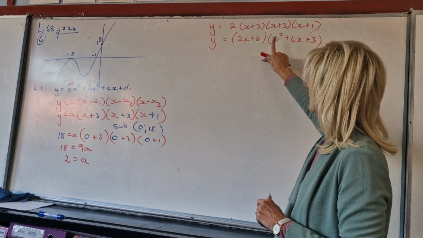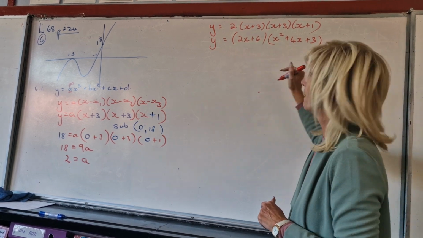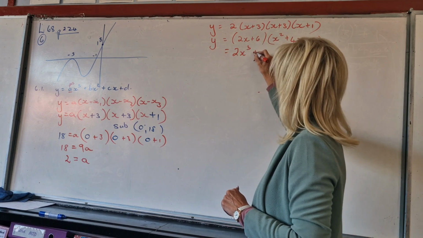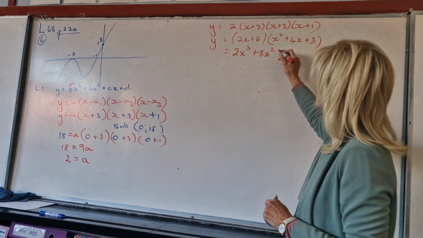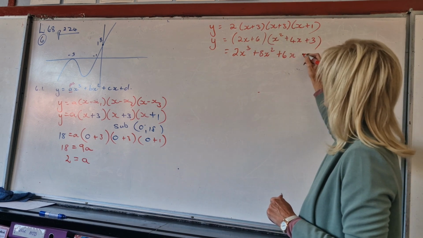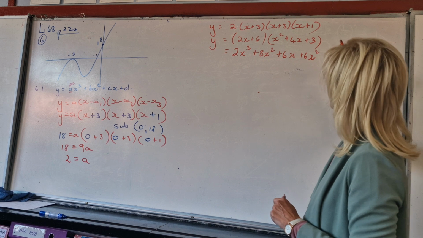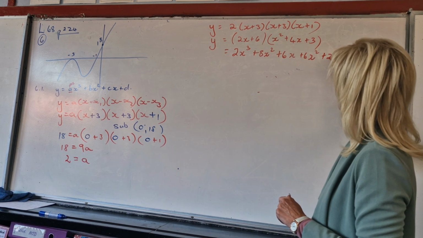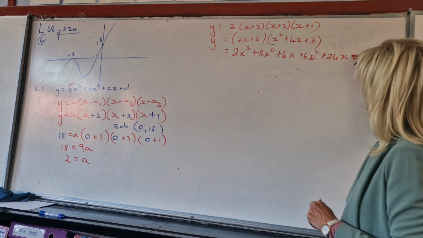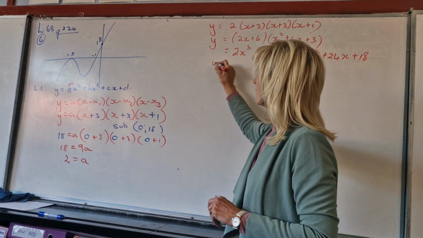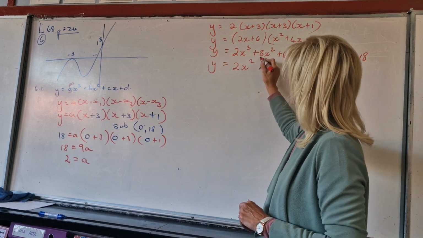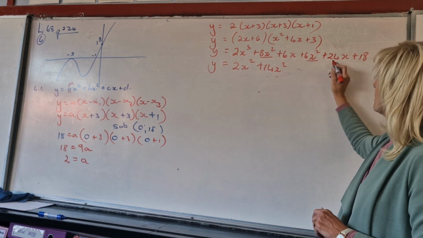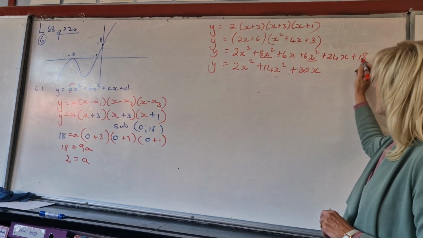So I'm going to times the 2x with everything and the 6 with everything. The answer is, for the x timed in, it's 2x to the 3 plus 8x squared plus 6x, plus 6x squared. Agreed? Yep, plus 6x squared plus 24x plus 18. When I add that all up, the like terms, the x squares will give me 14x squared, and this will give me 30x, and then the plus 18.